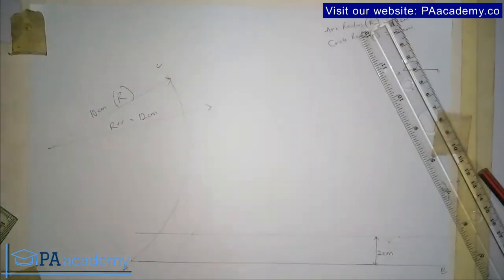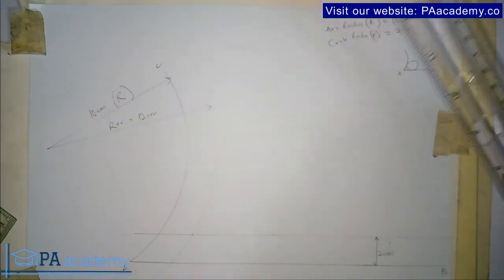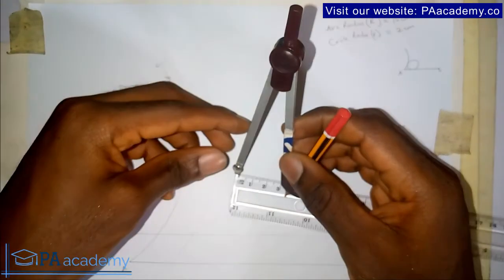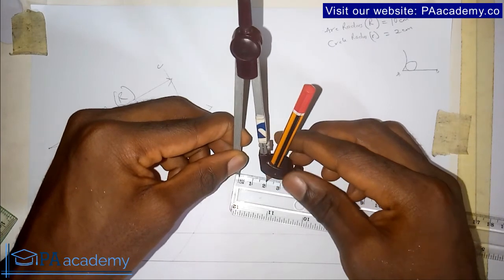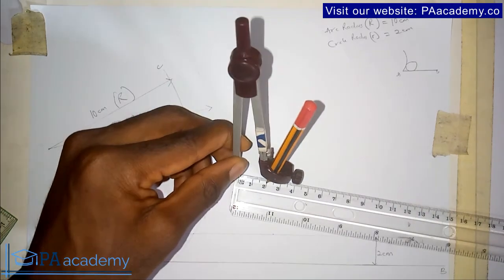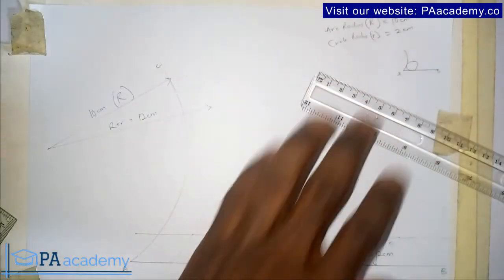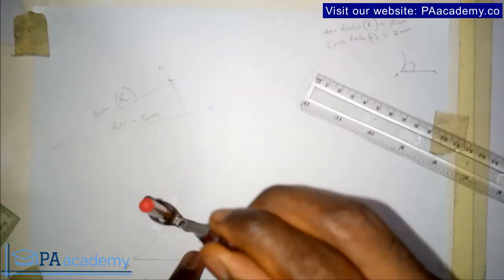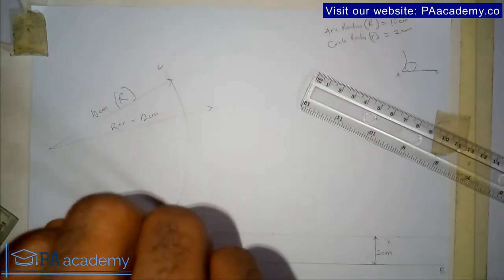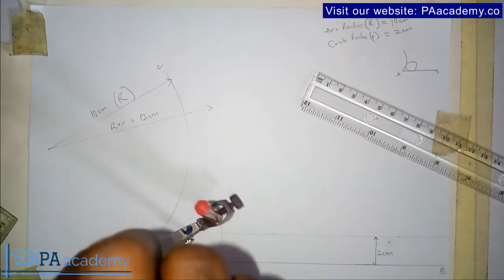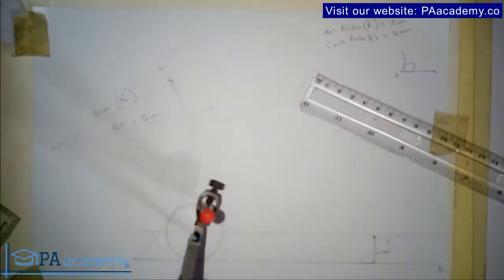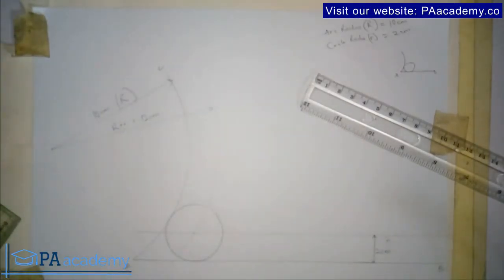So now I'll bring back my compass and measure 2 centimeter. So I already have my 2 centimeter. So I'll place it at this point, and then from there I'll draw my circle. Alright, so now you can see we already have our circle.